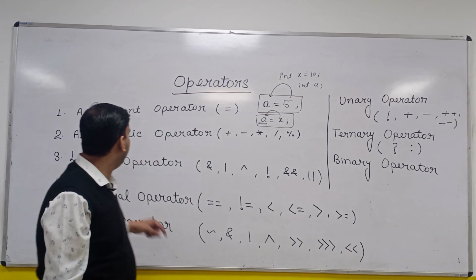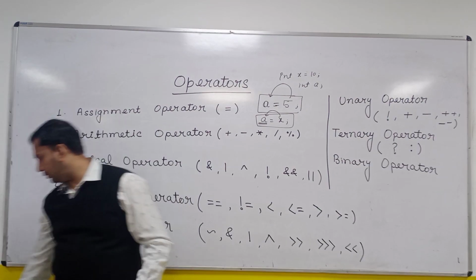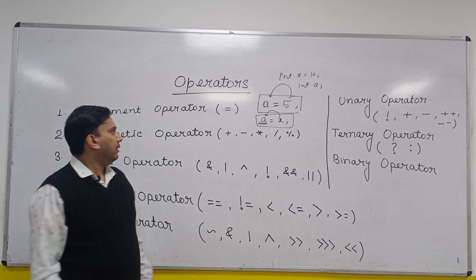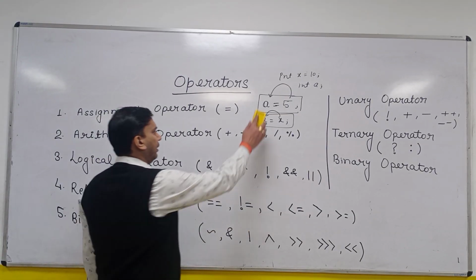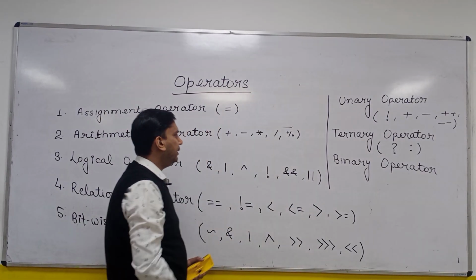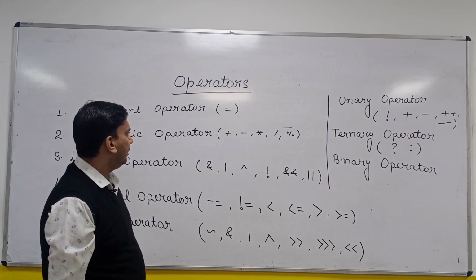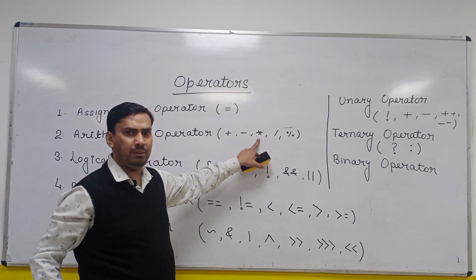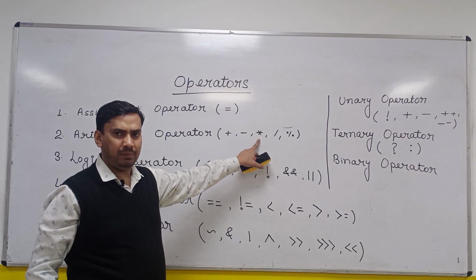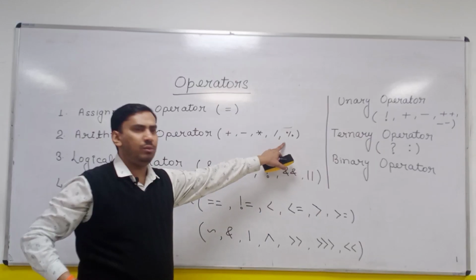Then the second category is arithmetic operators. Arithmetic operators are the most common operators and there is no change here. If you talk about the arithmetic operators, we have the plus operator, that is addition. We have the minus operator, subtraction. Then we have multiplication, which will multiply the two operands. Then the division operator and the modulus operator.